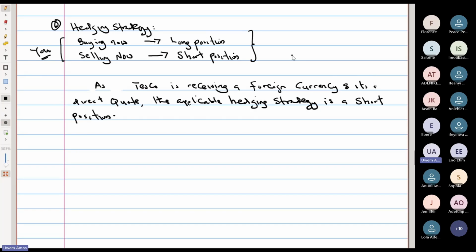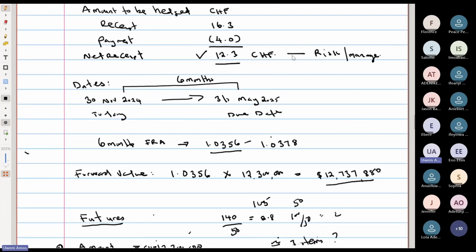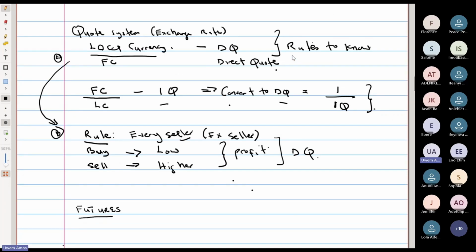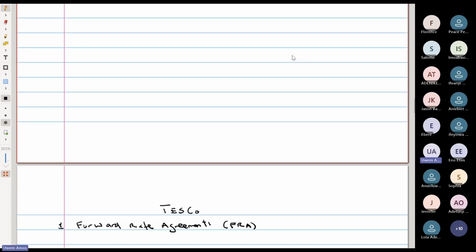All right, so that's our hedging strategy quickly. That's pretty straightforward. You're buying a foreign currency, the quote is direct quote, it's a long position. You're selling, it's a direct quote, it's a short position.